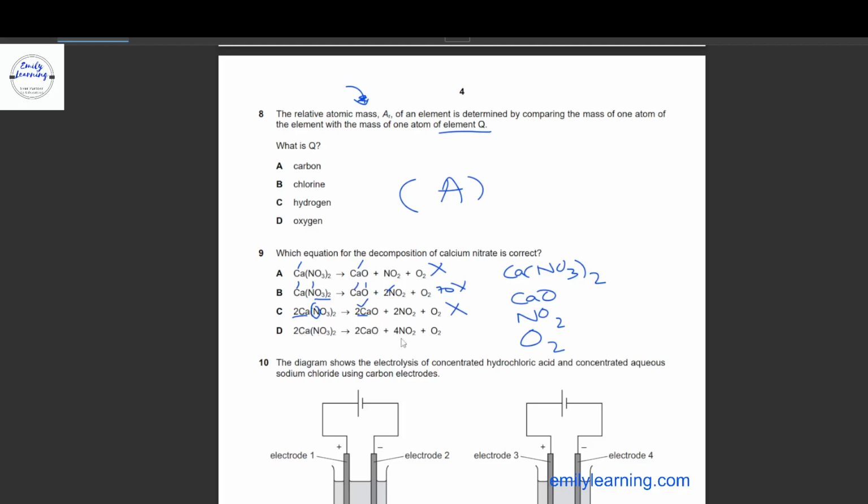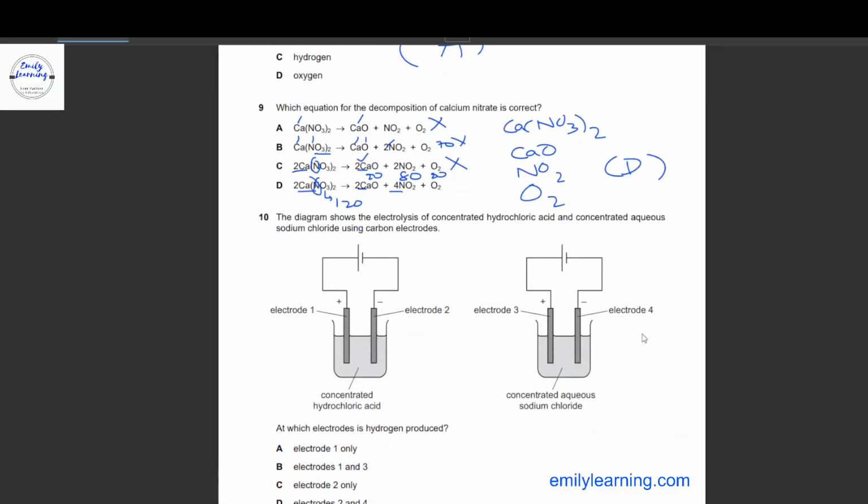Now let's move on to D. I have 2 calcium, great. 2 times 2, so 4 nitrogen, great. I have 6 times 2, 3 times 2 is 6, 6 times 2 is 12, so I have 12 oxygen. Let's check, there's 2 oxygen here, 4 times 2, 8 oxygen here, and another 2 oxygen here. So 2 plus 8 plus 2 is 12, so you have the same number of oxygen in the reactant and the product side. So for number 9, the answer is D.